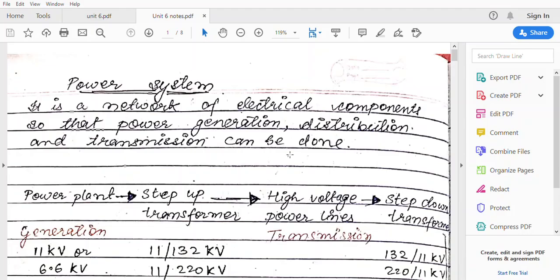Hello students. In Unit 6 we need to discuss the LT switchgear system. Before discussing the LT switchgear system, we'll be discussing the power system, and before that we'll have a common discussion of what a network is.